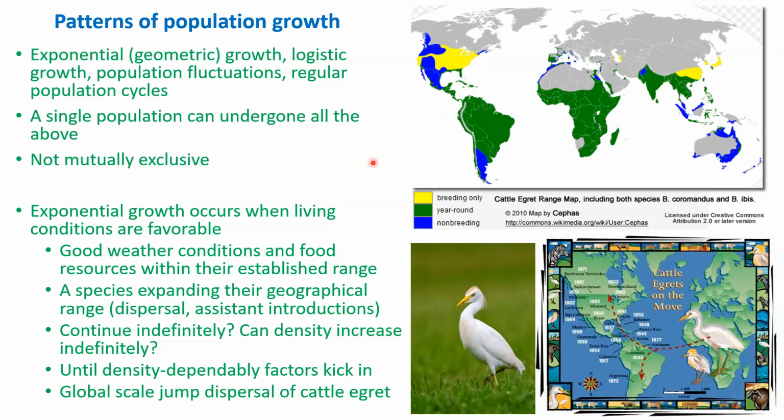A species expanding their geographical range, right, by dispersion or assisted migration or assisted introductions. If a particular species expanded their original geographical range, you will also experience that particular population being exposed to new resources, unlimited or a relatively wide array of resources, so they will also undergo exponential growth.